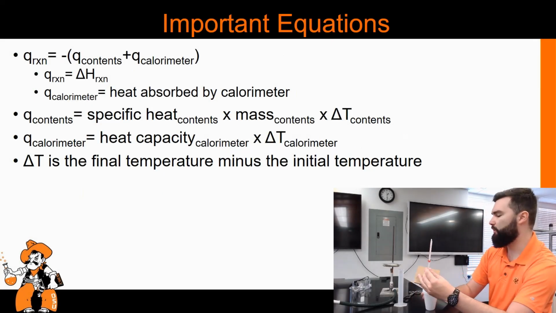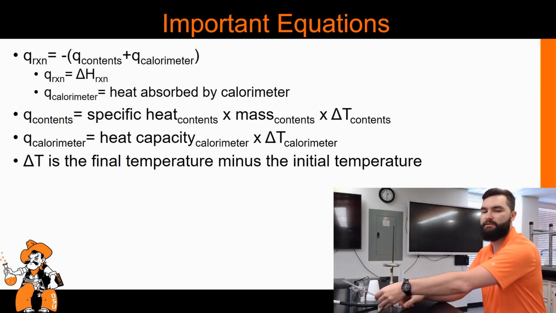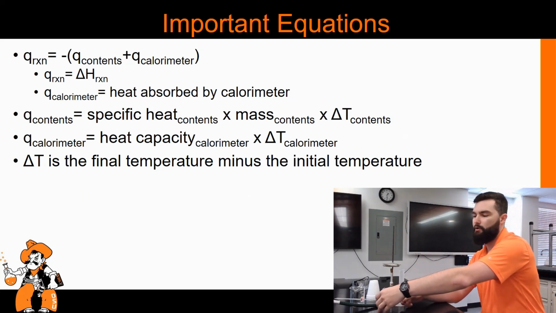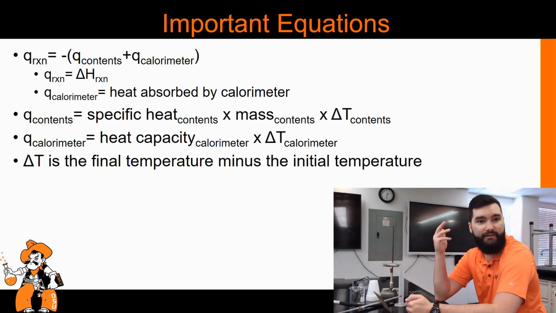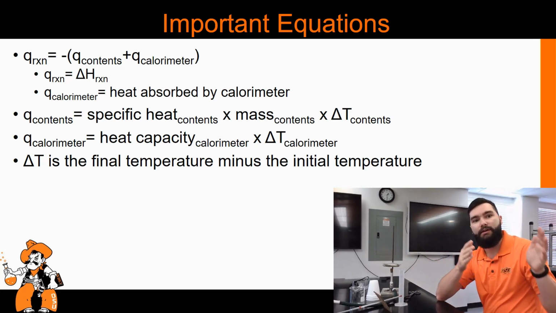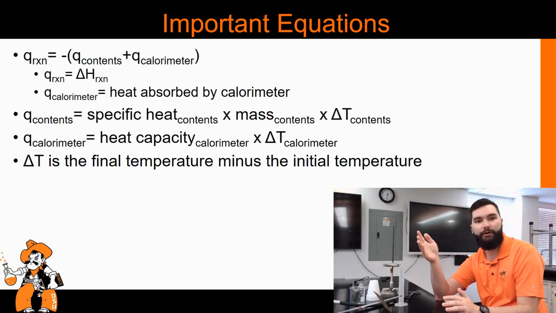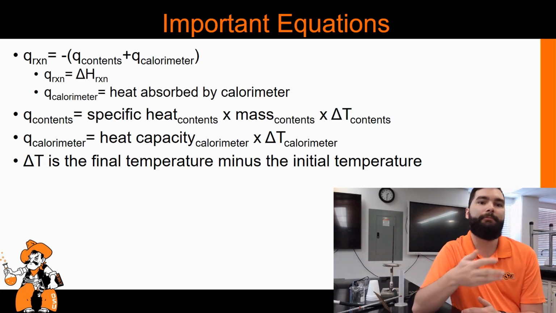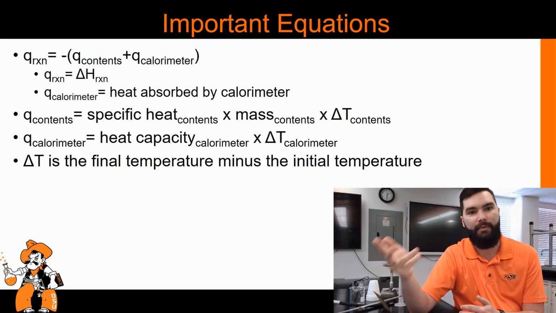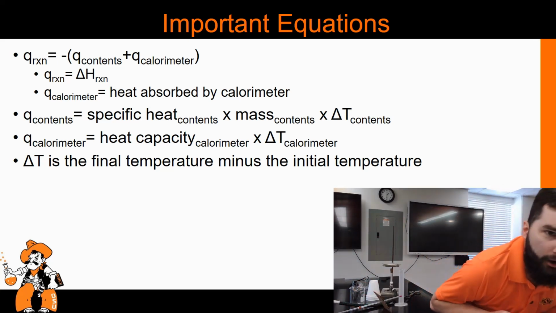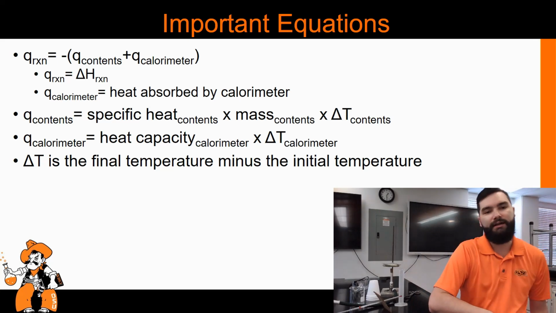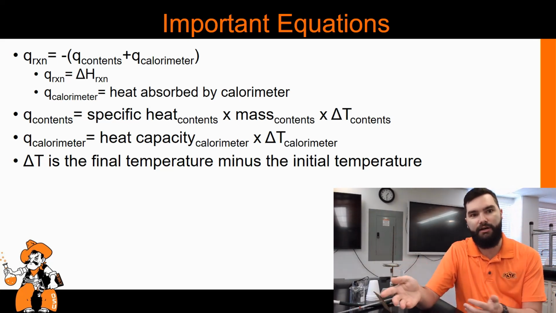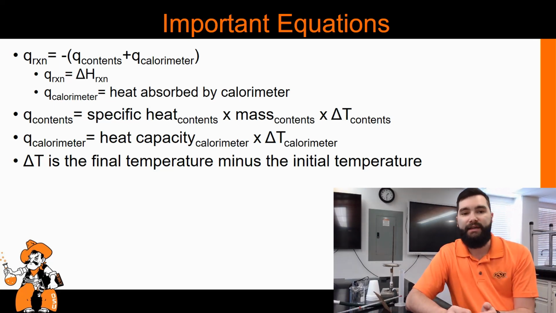So, some important equations to know for this experiment are listed here. We have Q of our reaction, which is the heat of our reaction, is equal to the negative of the heat of the contents plus the heat of the calorimeter. That will be the heat gained or released by your contents plus the heat gained or released by your calorimeter. All right. Now, Q of reaction in our case here is the same as delta H of the reaction. And Q of the calorimeter is equal to the heat absorbed by the calorimeter.